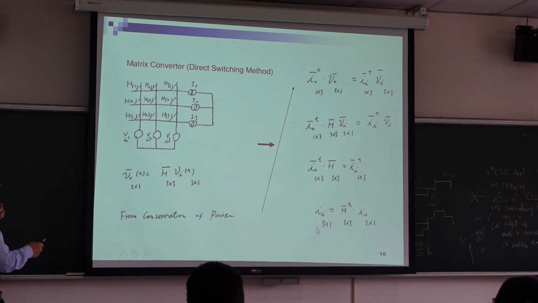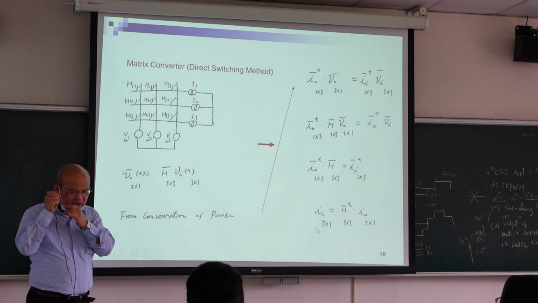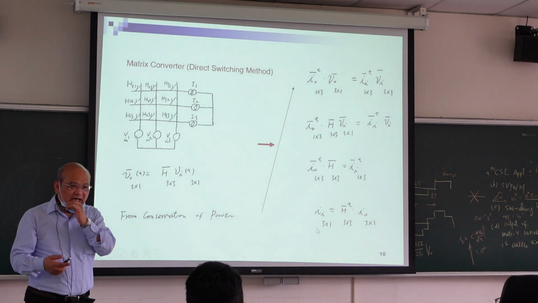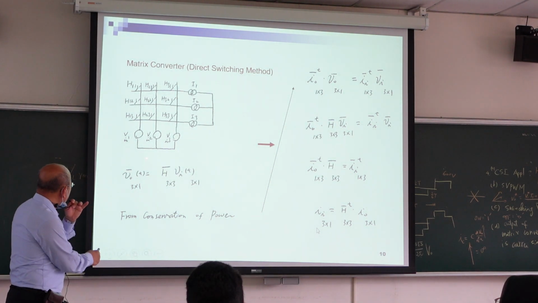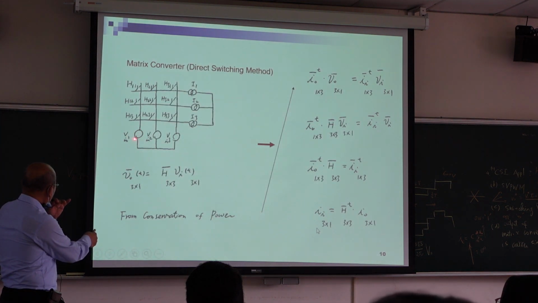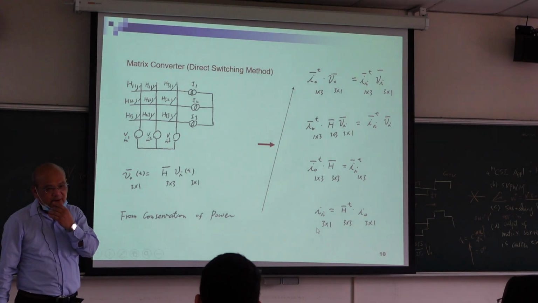We have 3 inputs, 3 outputs, and 9 switches. So how about the 9 switches? Are they DC switches or AC switches? AC switches, because the input voltage could be positive or negative, and the current could be positive or negative. So this should be an AC switch.